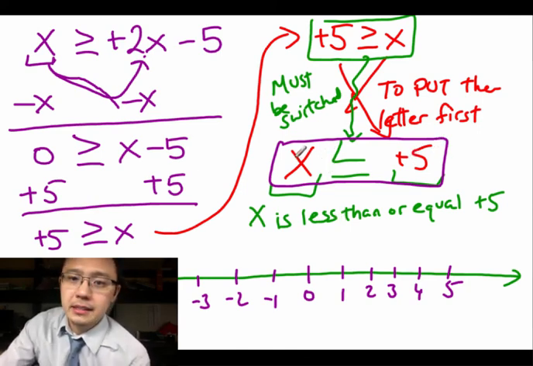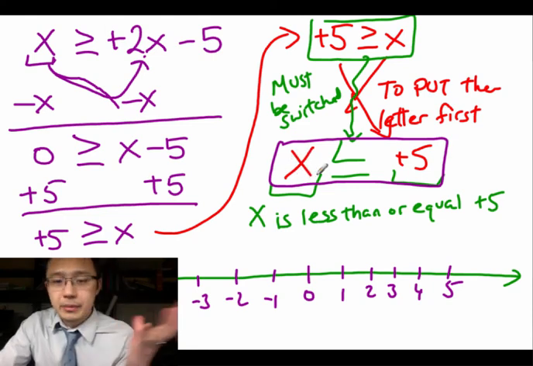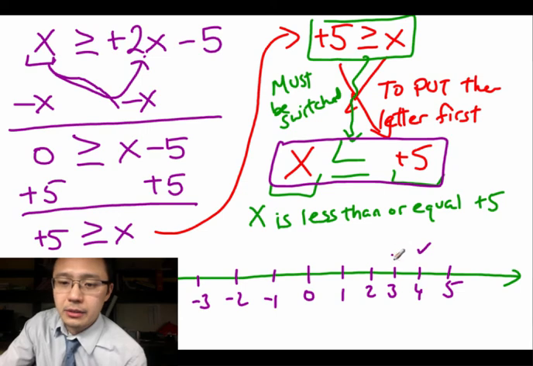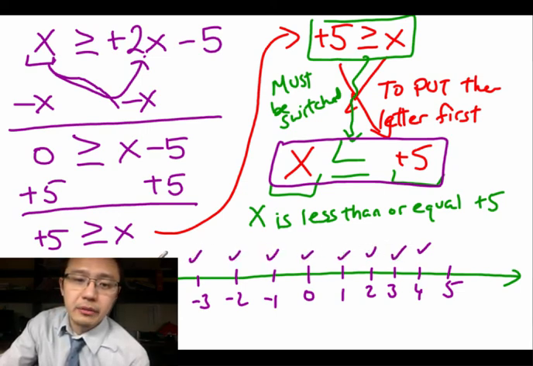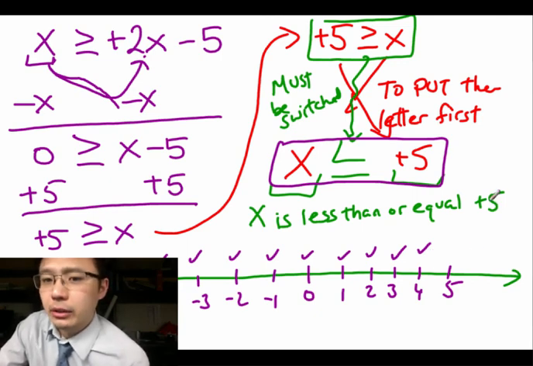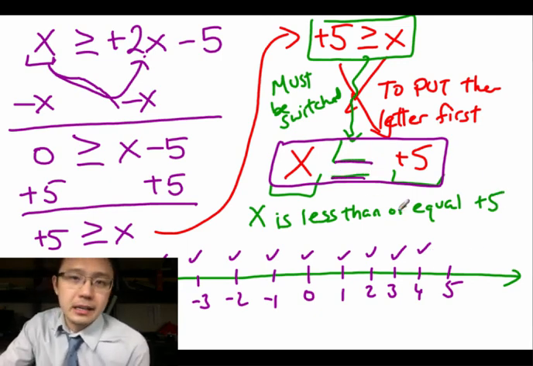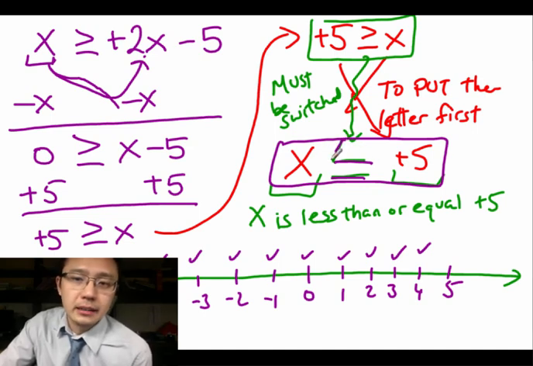Because x is saying x is any number. So what's a number that's smaller than positive 5? Is 4? Yeah. Is 3? Yeah. Is 2? Yeah. So all these numbers are going to be smaller than 5. Can 5 be included in this? Yes, because it has an equal as well. So it's not just smaller as in less than, but it's also less than or equal to 5.